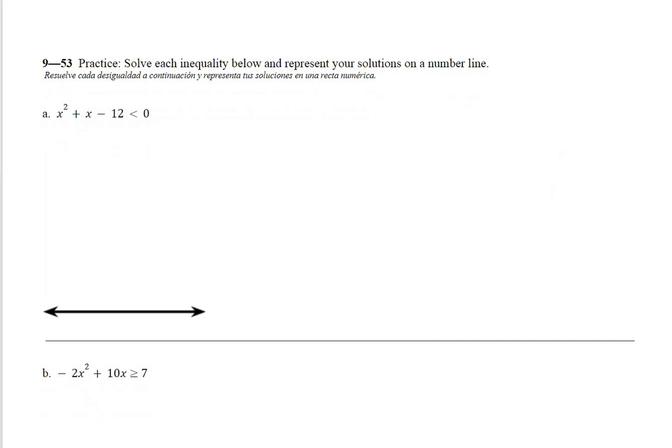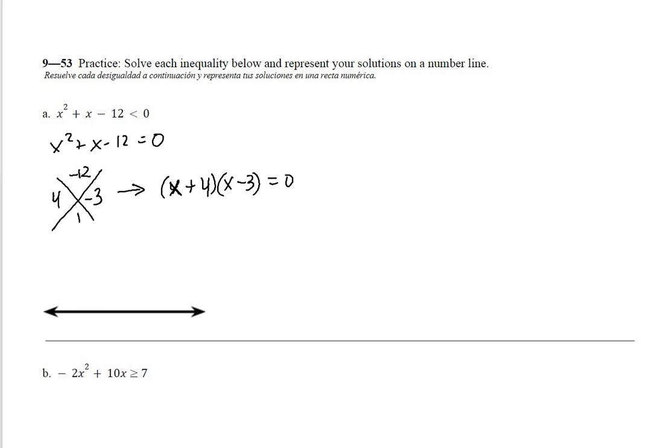Okay, let's continue. Last page. Now we're going to solve each inequality. Let's go. Step 1, boundary points. x squared plus x minus 12 equals 0. Okay, I'll factor that. Multiplying to negative 12, adding to 1. It's going to be positive 4 times negative 3. That gets me x plus 4 times x minus 3 equals 0, which gets me the boundary points of negative 4 and positive 3. Is this an open circle or a closed? Open, because it's a strict inequality.